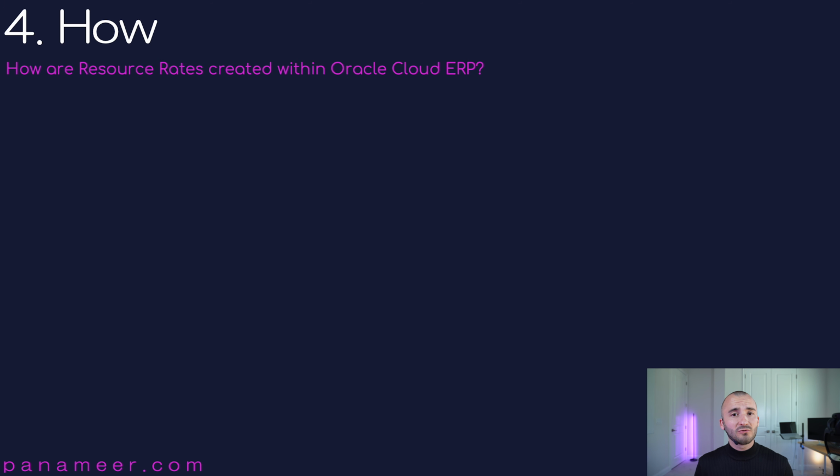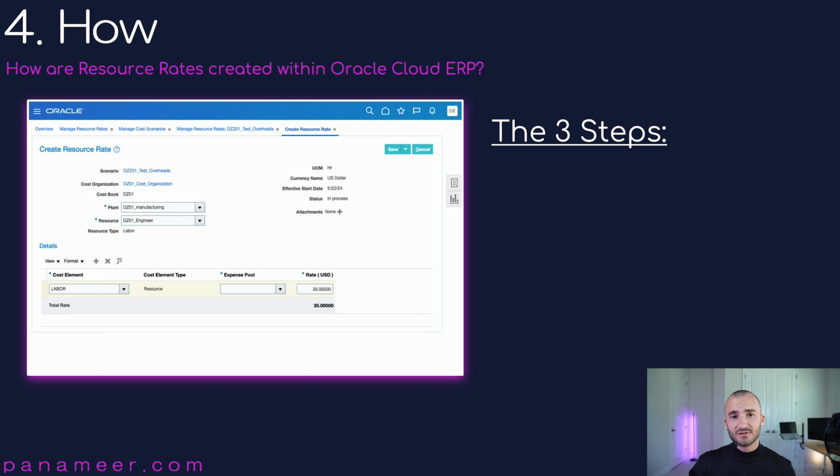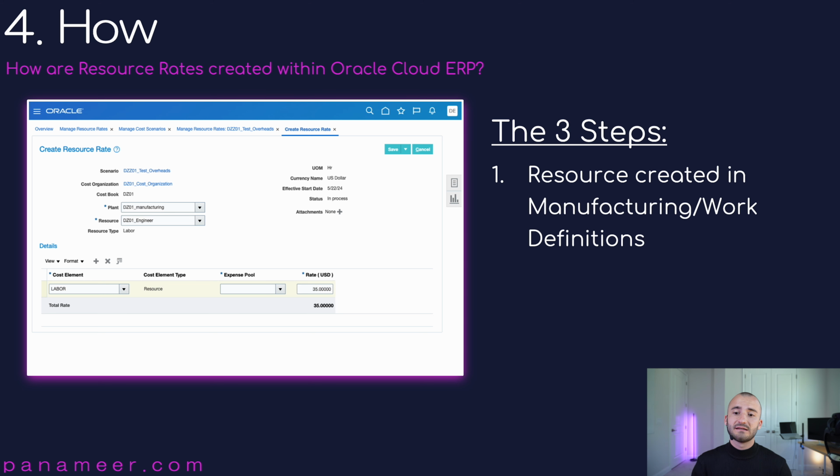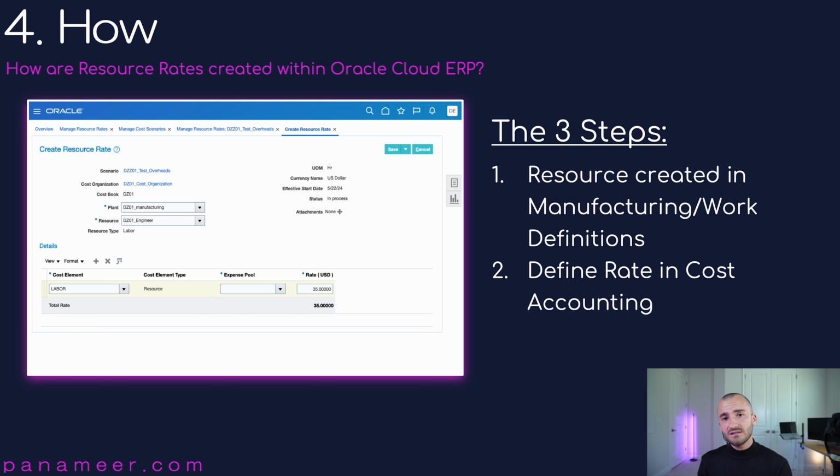Fourth, how are resource rates created in Oracle Cloud ERP? There's three different steps. First, as I just said, the resource gets created or defined in manufacturing, or if you're looking for the specific application, it's in work definitions. Then second, we define the rate in cost accounting. And this is very important to understand.